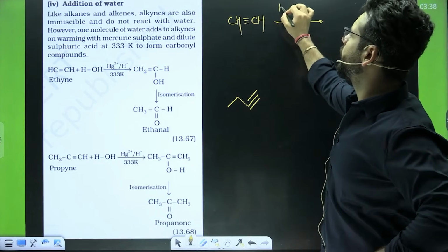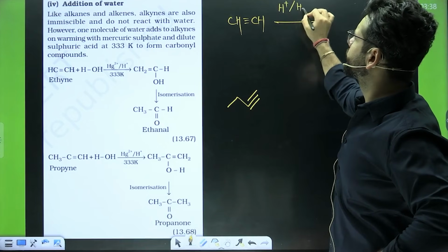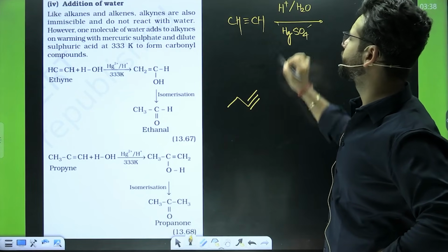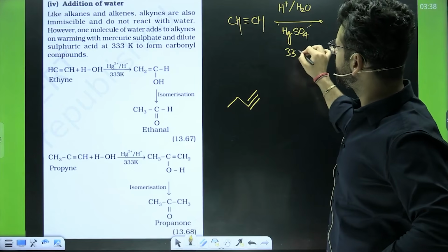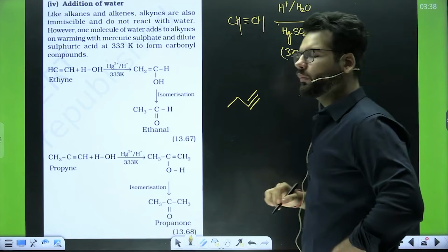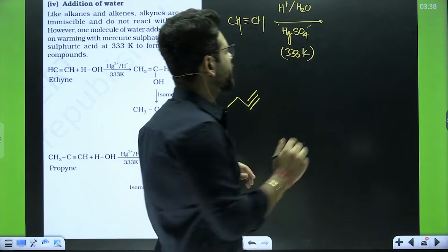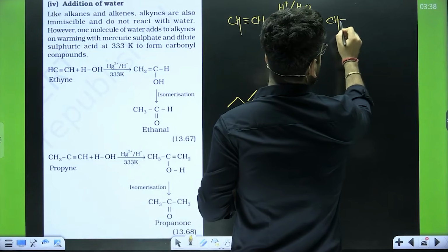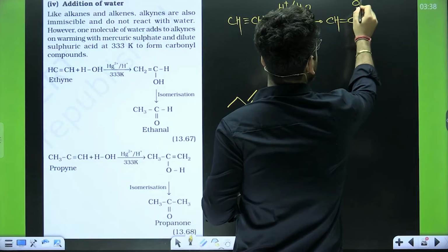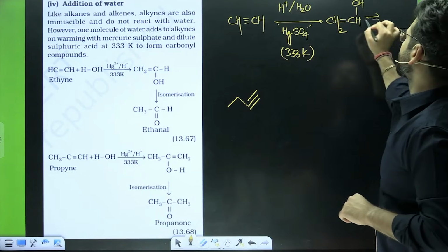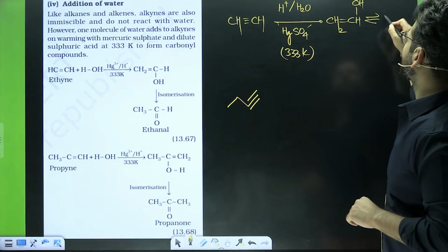First of all, you require dilute sulfuric acid. You also require mercuric sulfate as a catalyst here at 333 Kelvin, which is 60 degrees Celsius. Water adds once only to give you an enol. So OH goes to one of the carbons, H goes to one of the carbons. Enol then tautomerizes to become aldehyde or ketone. In this case, it will become acetaldehyde.